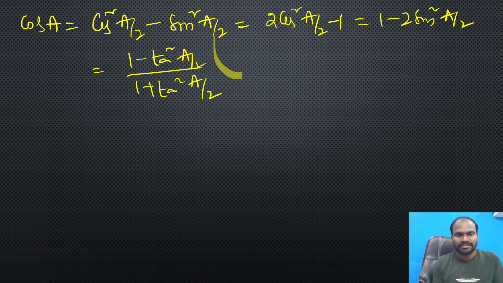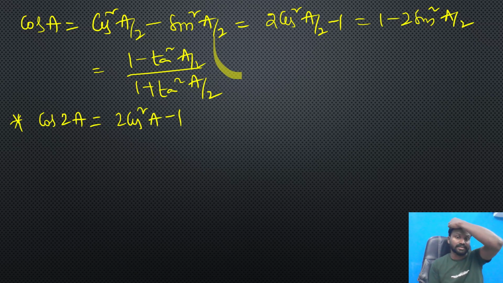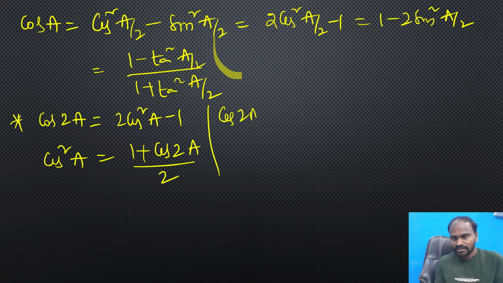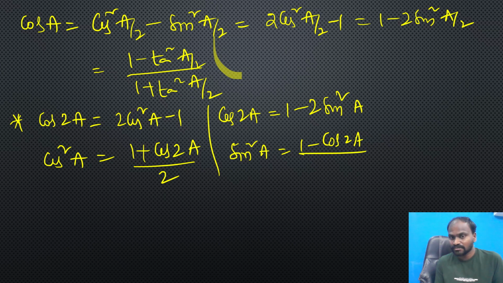Sir, I still want to simplify further, because I know that cos 2A is equal to 2 cos square A minus 1. So I want to write the formula of cos square here, or I want to write the formula of sine square. Then what will I do? Move minus 1 to the other side. Cos square A is equal to 1 plus cos 2A, and 2 is there, now if you move it, it will be divided by 2. Similarly, cos 2A is equal to another formula, 1 minus 2 sine square A. So 2 sine square A, that means sine square A is equal to 1 minus cos 2A, and if you move 2 also, it becomes divided by 2.